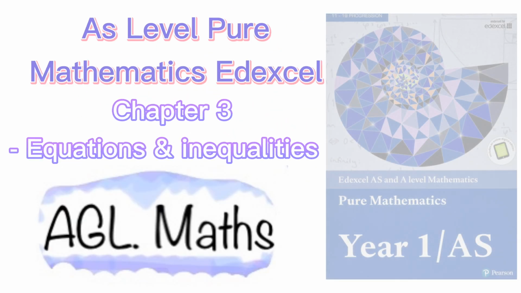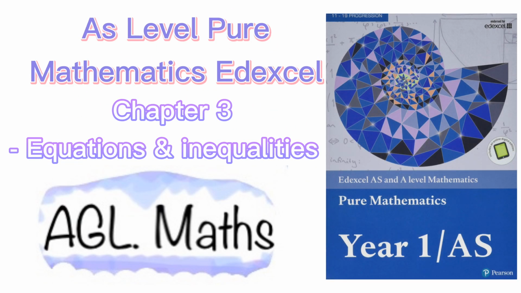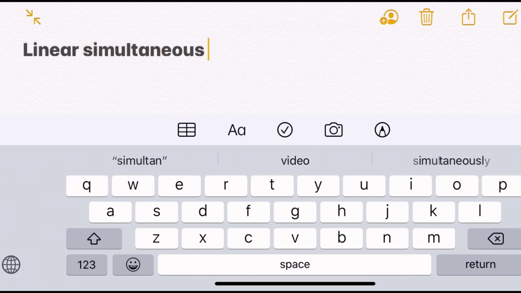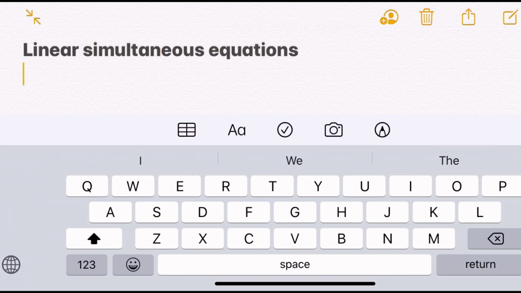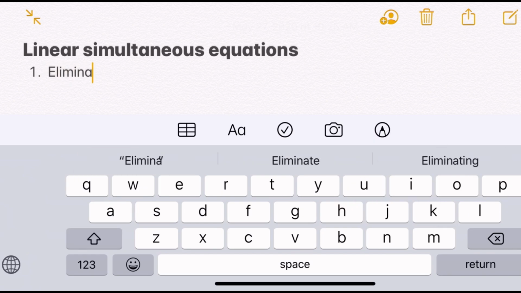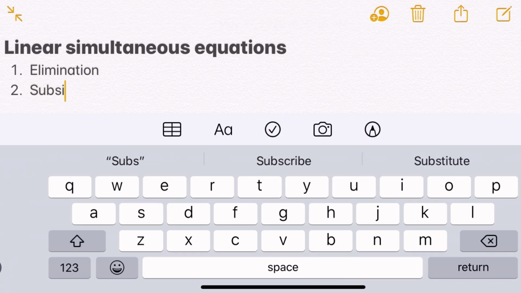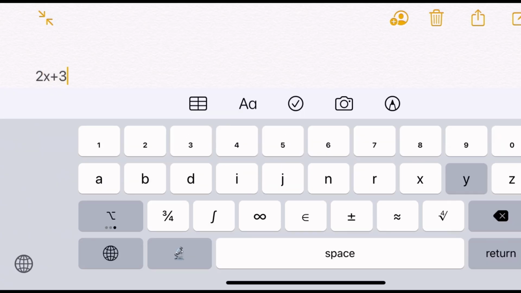Welcome to Edexcel Maths, and today we're going to look at Chapter 3. First of all, we're going to look at linear simultaneous equations, and there are two approaches to solving these kinds of equations. The first one is elimination, and the second one is substitution. Let's look at an example here.